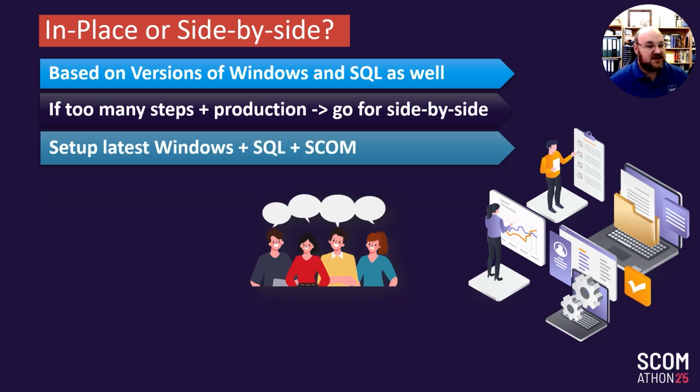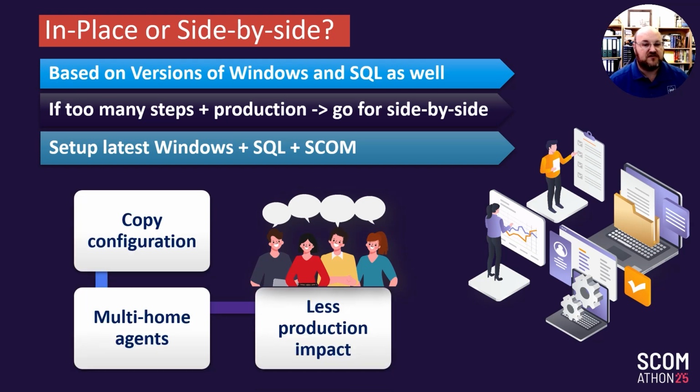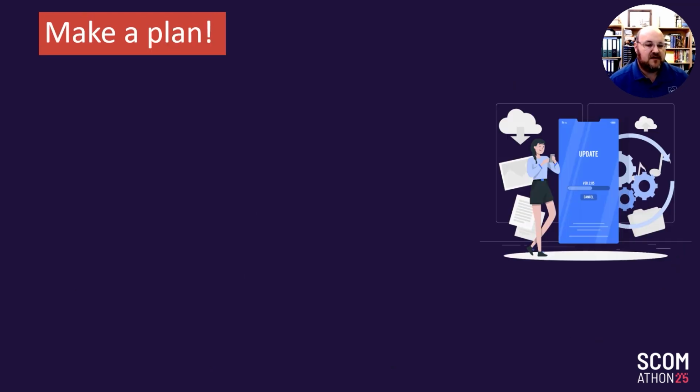When going for a side-by-side migration, I have a tip for that, and that is to set up your new environment on the latest version of the supported products because it again gives you the possibility to do an upgrade to a new version of SCOM. And next you can of course copy the configuration across, multi-home agents, and migrate with less production impact. But let's first start with this step.